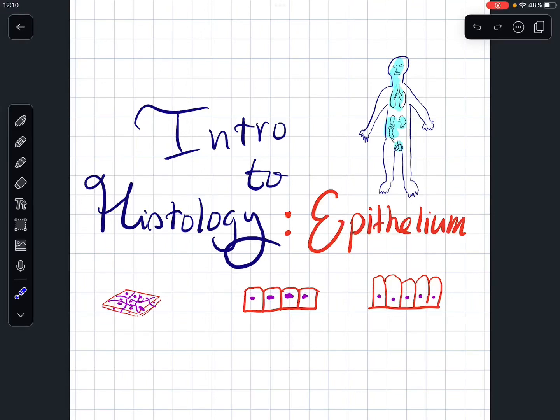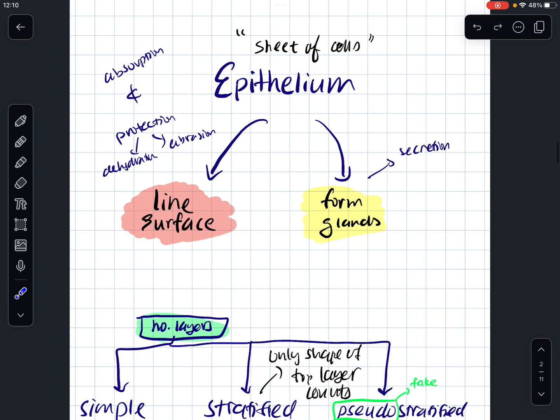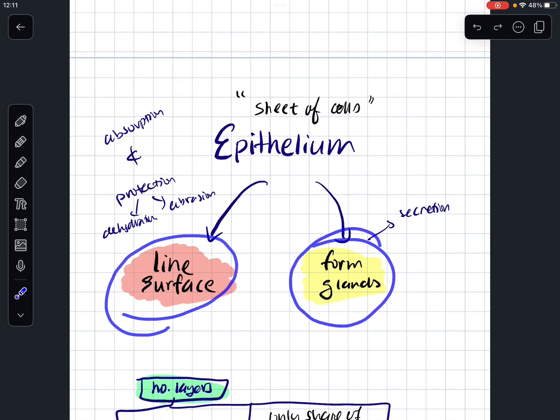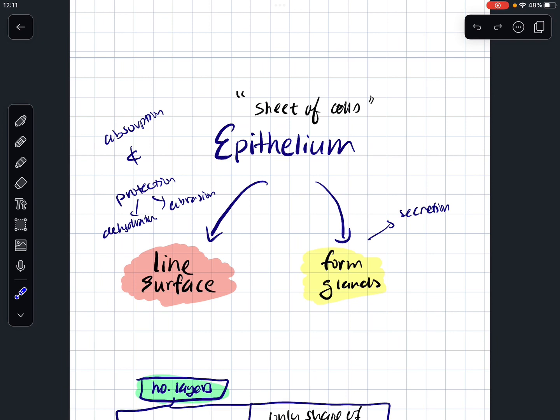Welcome to Intro to Histology, Epithelium, where today we are going to define epithelium and its classification. Epithelium is basically a sheet of cells that lines the surface as well as forms glands. If it lines the surface, it's for absorption as well as protection against dehydration and abrasion. If it forms glands, it is for secretion of substances.